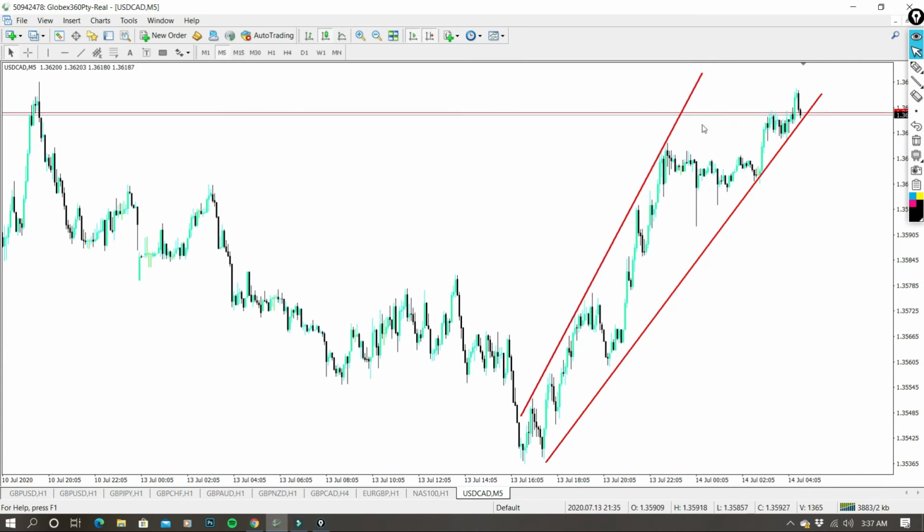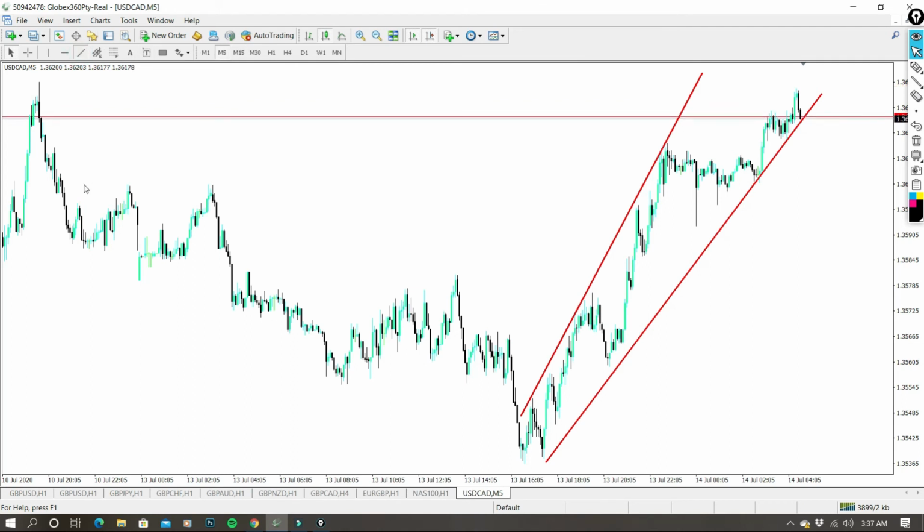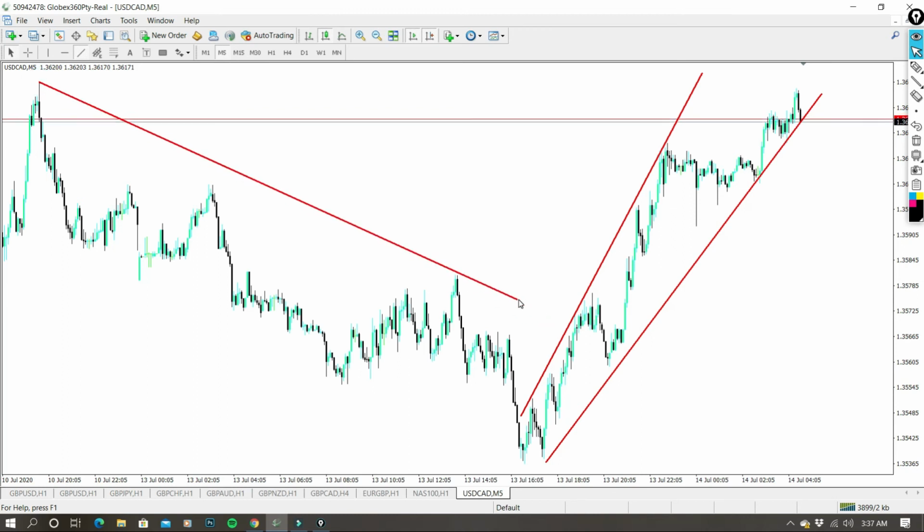This is a resistance, guys, simply because this line is above the candlesticks. So this line is what we call a resistance, and this one is what we call a support. It's just that simple. And this is what we call an uptrend. Now, what's the support and resistance? Trending support and resistance for a downtrend should look something like this.